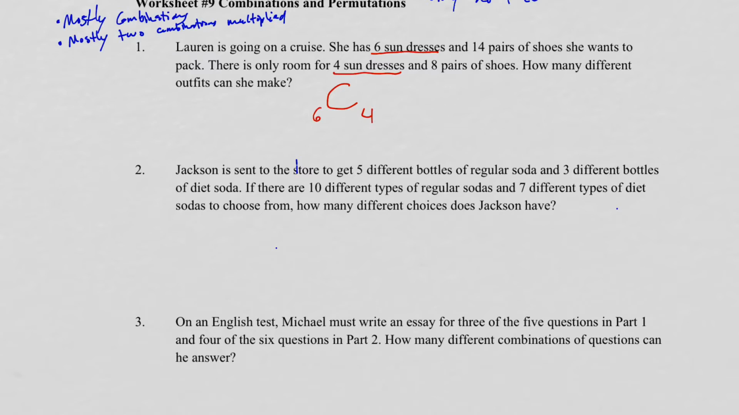Now, shoes. 14 pairs of shoes. Only bring in 8. 14 pairs. Notice that the bigger number is always on the left. Okay. So we are going to be multiplying these 2 combination problems.